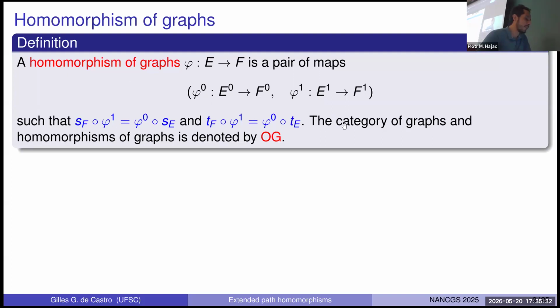So we have a category, the category of graphs. In all the categories that I'm going to talk about, except when I talk about algebras, all objects are directed graphs, and just the morphisms are going to change. So this one is OGs, O for the original graph homomorphisms.